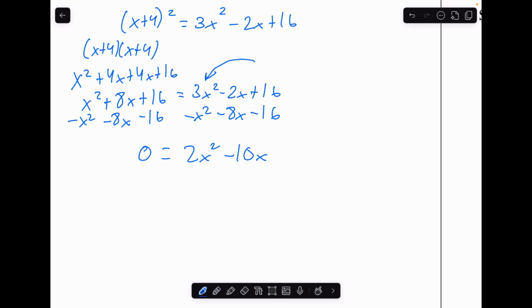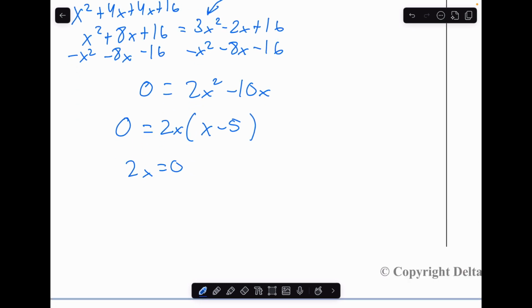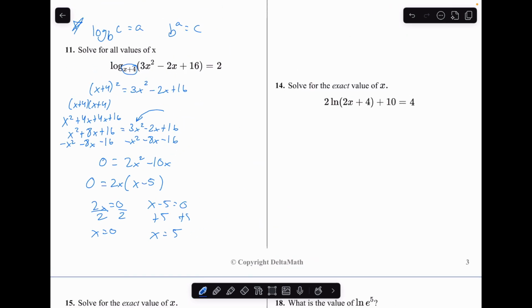Now we can go ahead and factor this. When you've got 2 terms like this, you're either going to have a difference of cubes, difference of squares, or GCF. In this case, it's just a GCF. We set these equal to 0. We get x equals 0 as a solution, and x equals 5 as a solution, and we have to check those. So we plug these in here.